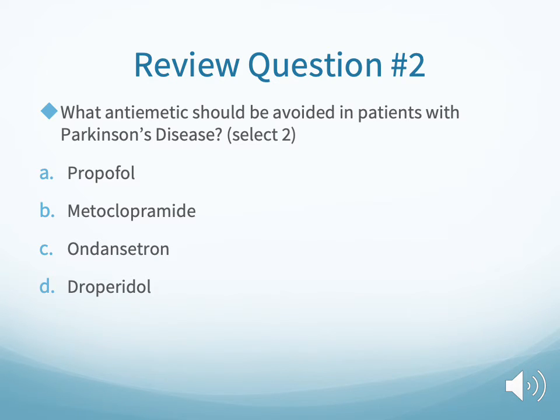Which antiemetic should be avoided in patients with Parkinson's disease? Select 2. A, propofol, B, metoclopramide, C, ondansetron, and D, droperidol. The answers are B, metoclopramide, and D, droperidol. These may cause extrapyramidal side effects and are contraindicated in patients with Parkinson's disease. And this concludes our presentation on post-op nausea vomiting in the geriatric population.